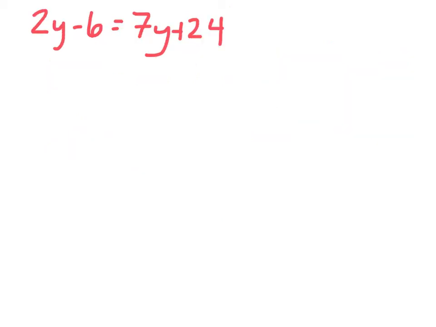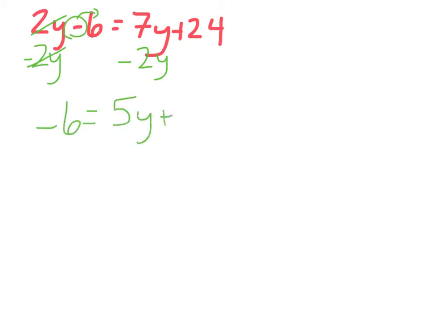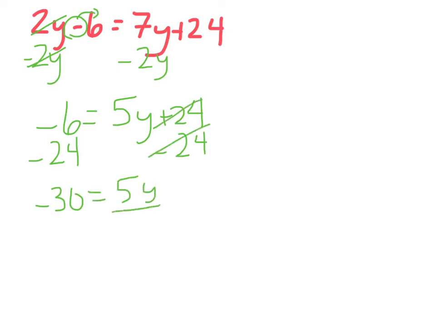Next one, 2y minus 6 equals 7y plus 24. Okay, I have y's on both sides. I'm going to get rid of the smaller one, so minus 2y, minus 2y. Now I have to be careful. This minus sign stays with the 6, so that makes it negative 6 equals 5y plus 24. Minus 24, minus 24. Negative 30 equals 5y. Divide by 5, and negative 6 equals y.